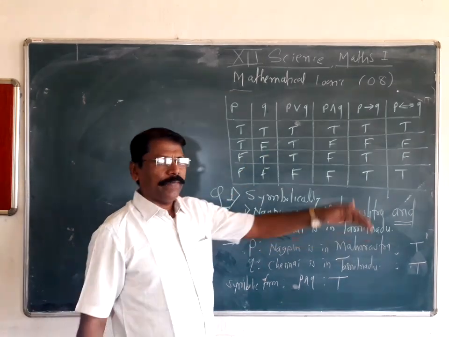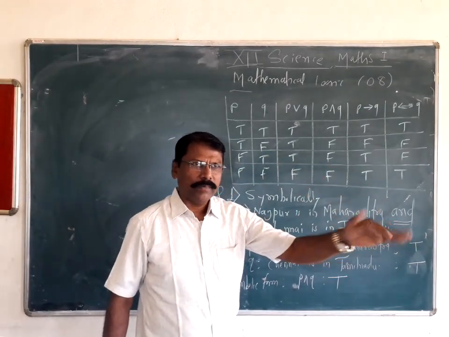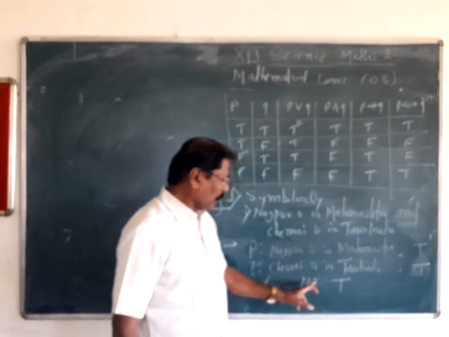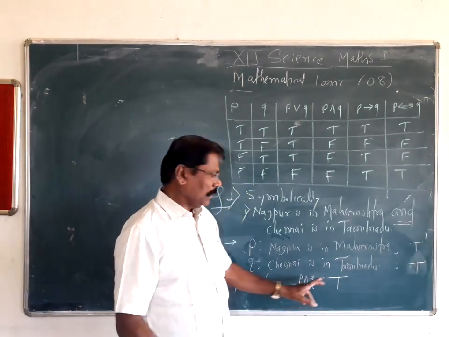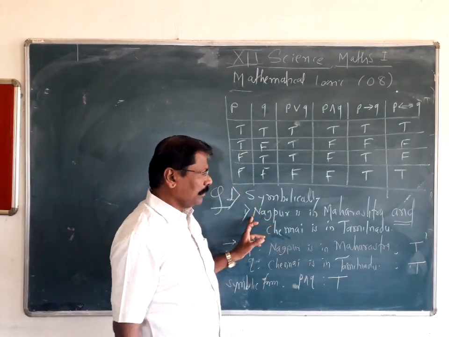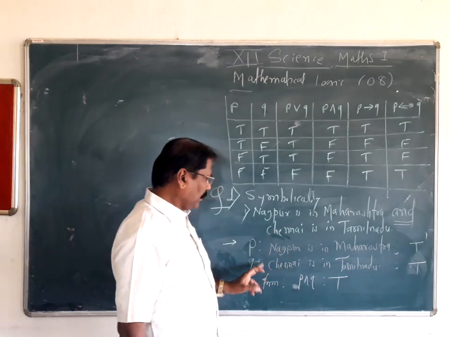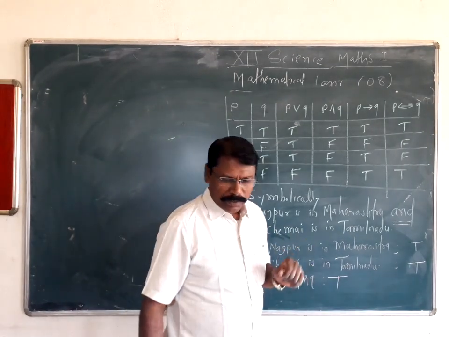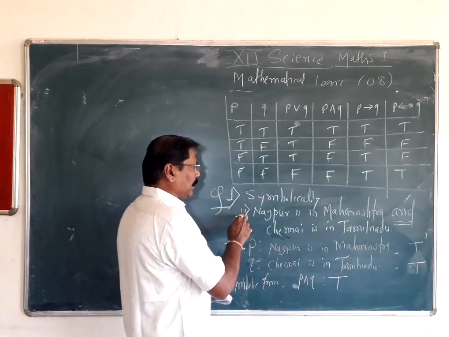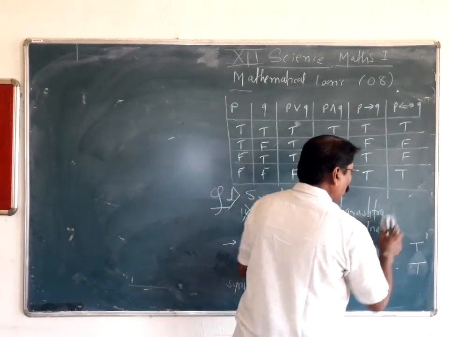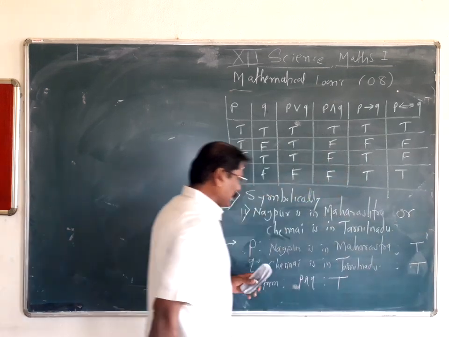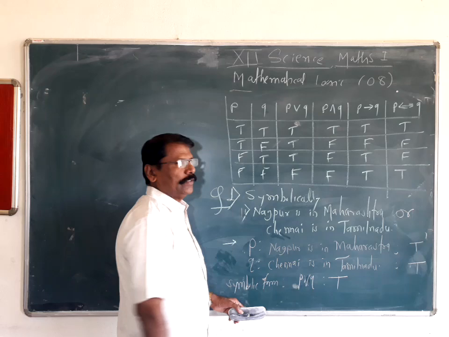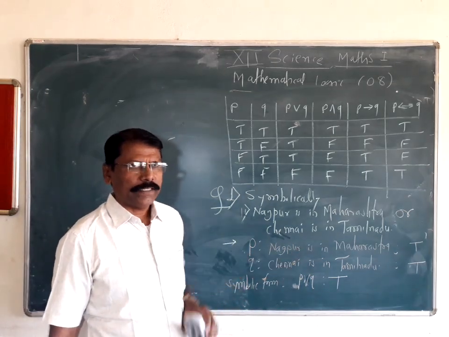Now the same statement we can generate as a disjunction. Suppose it is OR, then you are going to use the symbol ∨. If, then there will be the symbol implies. If and only if, the double implies. So I can generate this second example: Nagpur is in Maharashtra or Chennai is in Tamil Nadu. The symbolic form is P ∨ Q. The truth value is T.